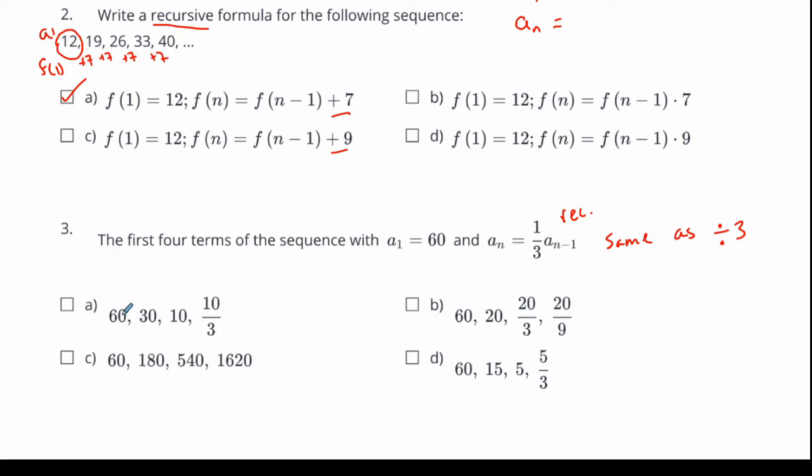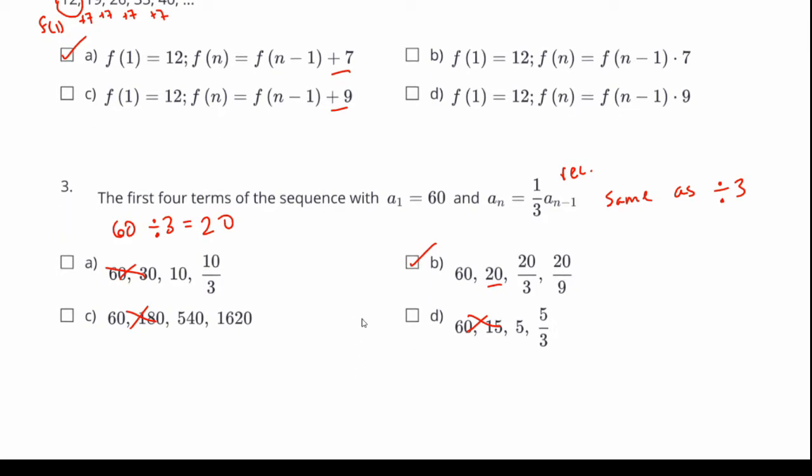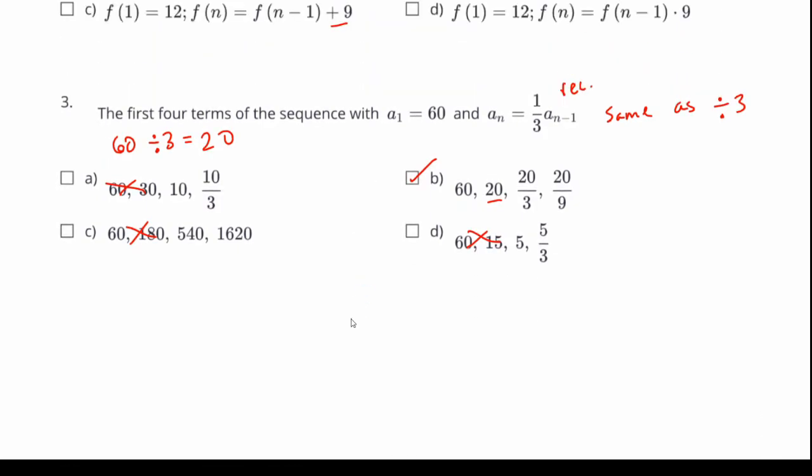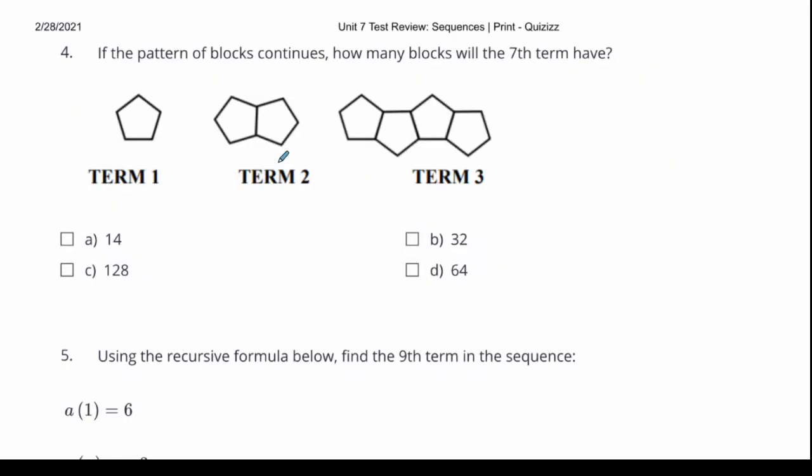So we can just check, 60 divided by 3 is 20. So I can rule out that one. I can rule out C. I can rule out D. Oh, I didn't even have to go any further than the second term. Nice. That looks like that's it for the first page.